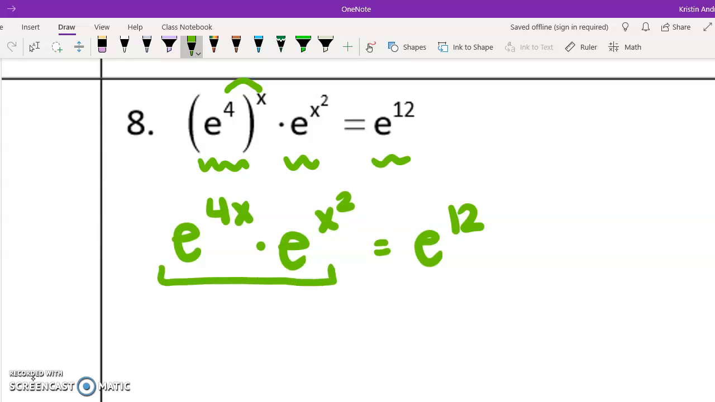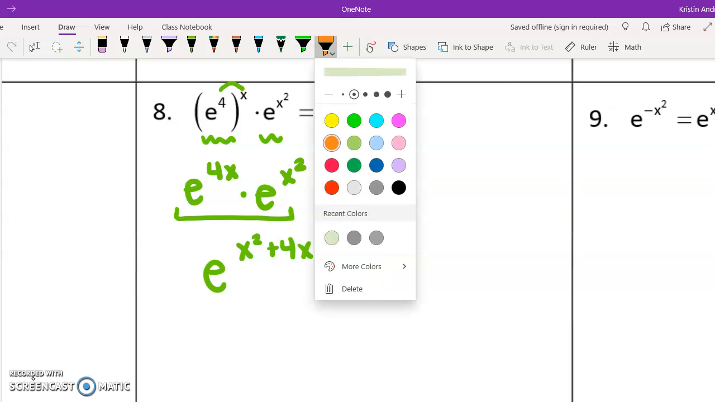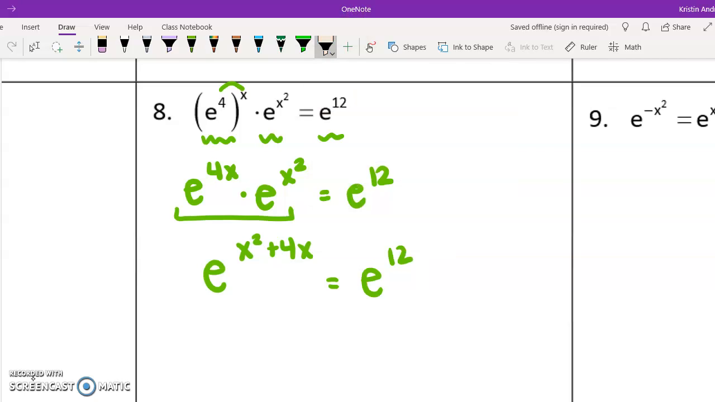So again, just like on the last problem, when they both have the same base, these exponents can be added together. So this is x squared plus 4x, and then we have e to the 12th over here. When the bases match, all we have to do is set the exponents equal to each other. So we're going to get rid of these, and we have x squared plus 4x is equal to 12.